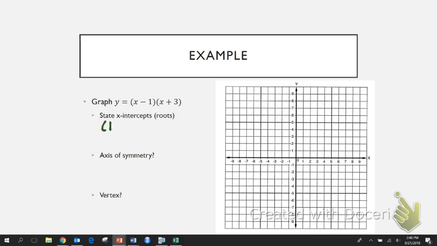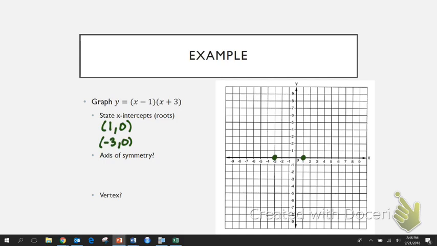they are at 1, 0, and -3, 0. And again, how I got that is in one parentheses I have x minus 1. So that means the x value is actually positive 1. And then on the second parentheses I have x plus 3, which means the x value is actually -3. So now that I know those, I'm just going to graph those x-intercepts.